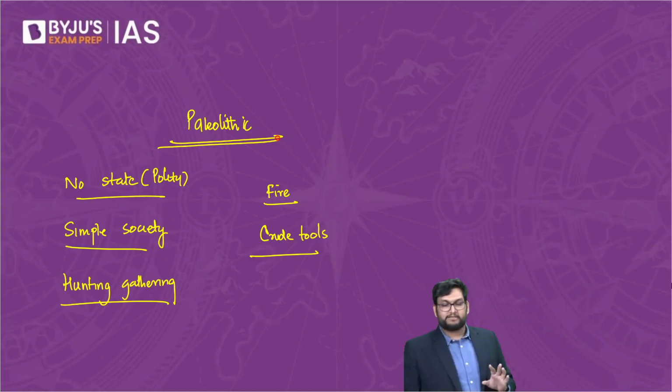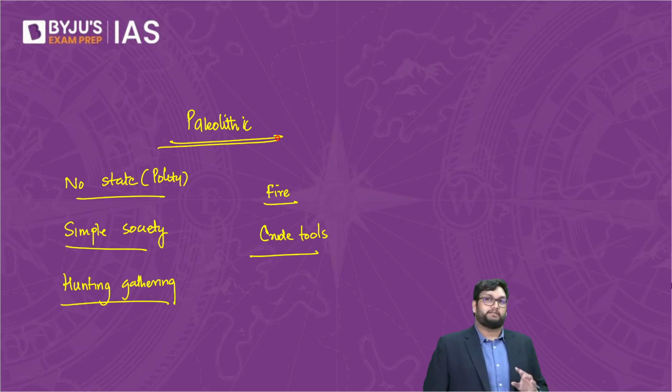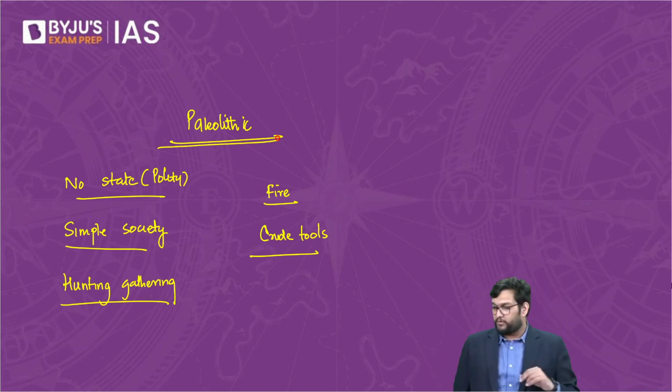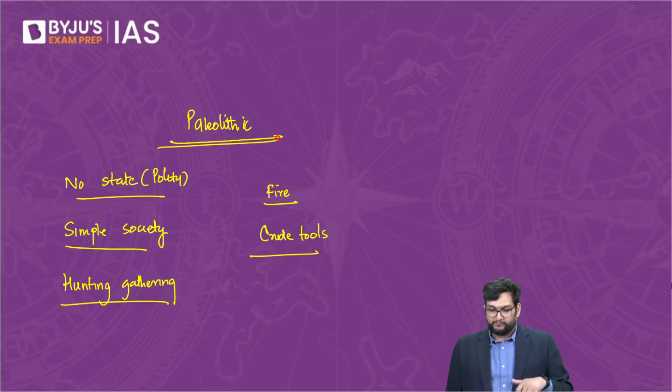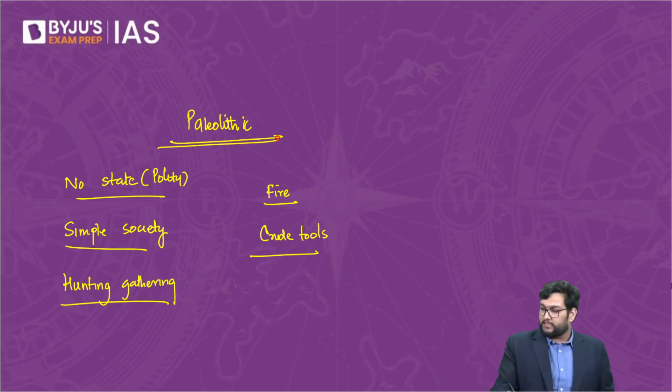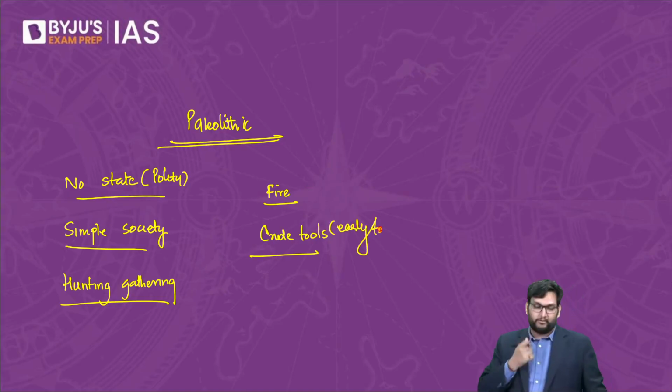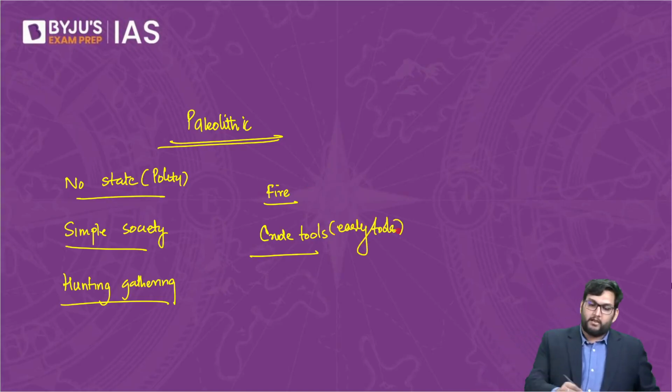Why not near rivers? They are near rivers which were based on fault lines, not based on the Himalayan, because those are being formed. Yes, Gagan, yes. Crude tools means very early tools. Okay, perfect. Now we go to Mesolithic.